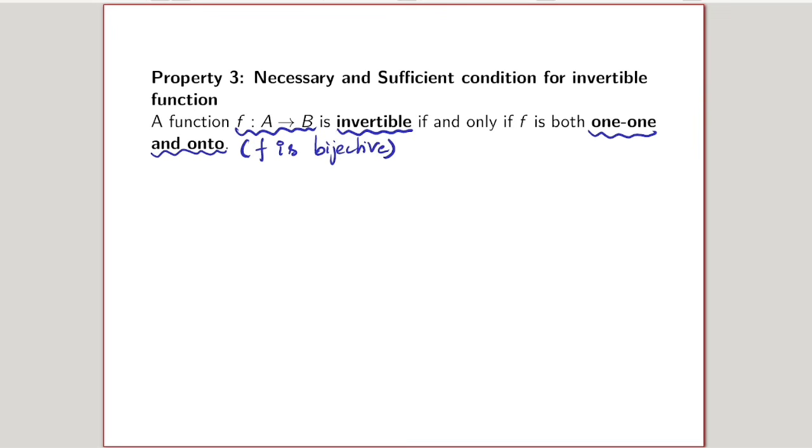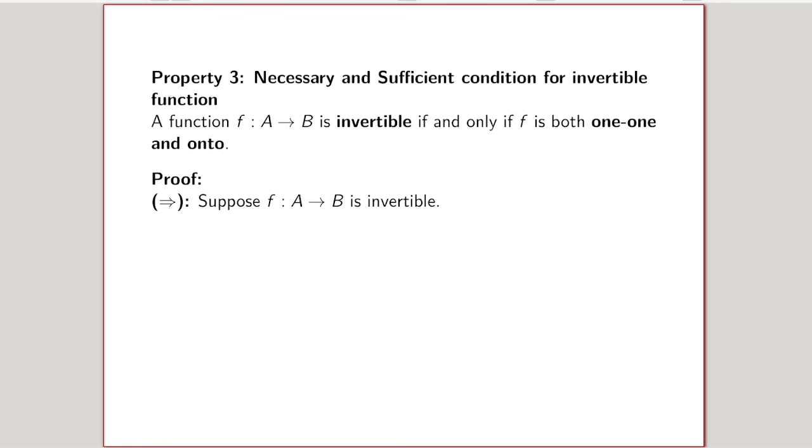Also note that in this statement, an if and only if condition has been given. If and only if condition means we are going to prove both the directions. First, we are going to assume f is invertible. We are going to show that f is both one-one and onto. In the next direction, we are going to assume f is both one-one and onto. We are going to show that f is invertible.